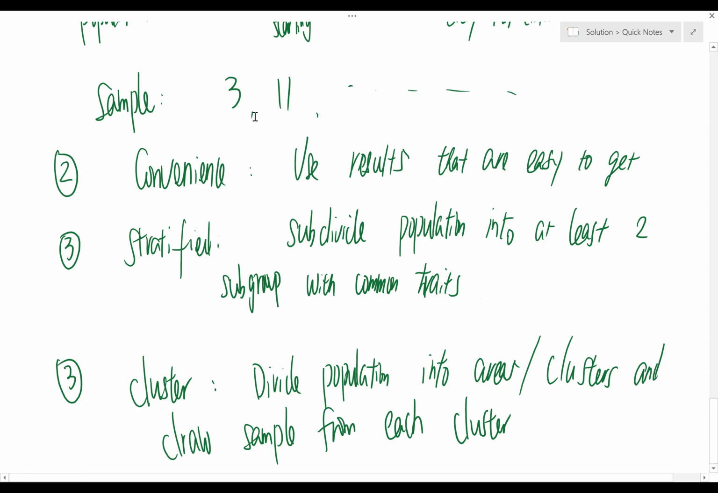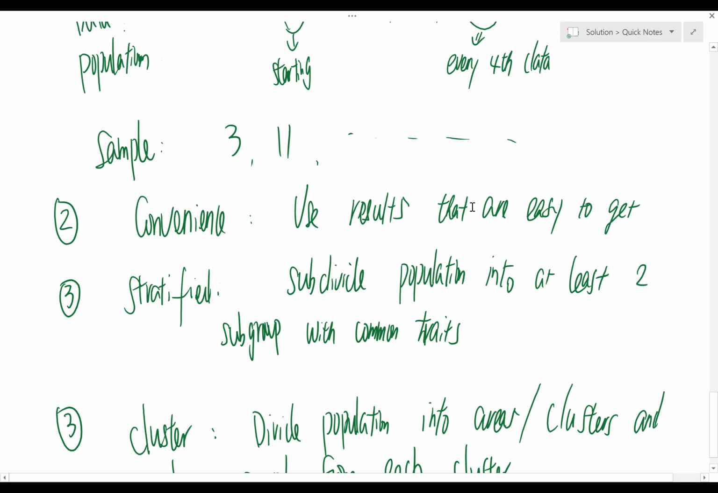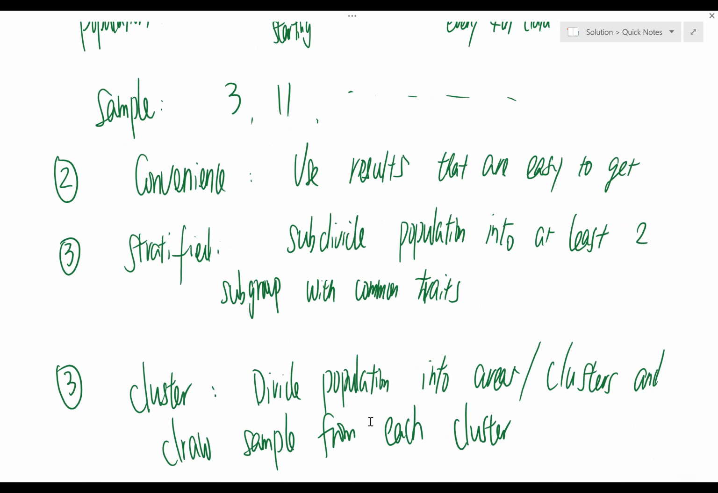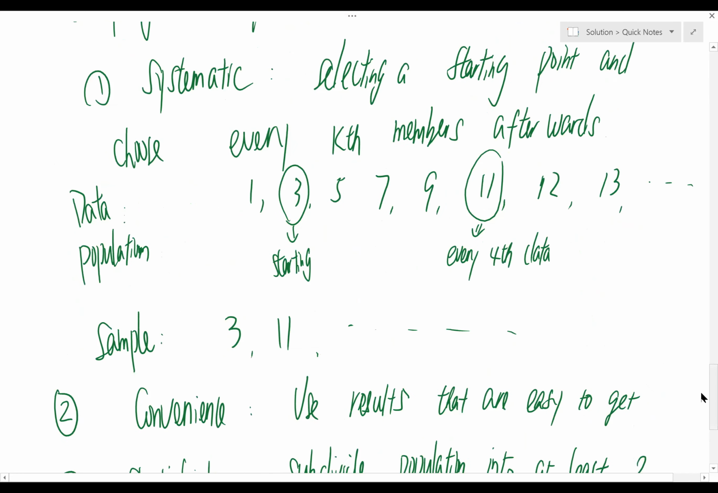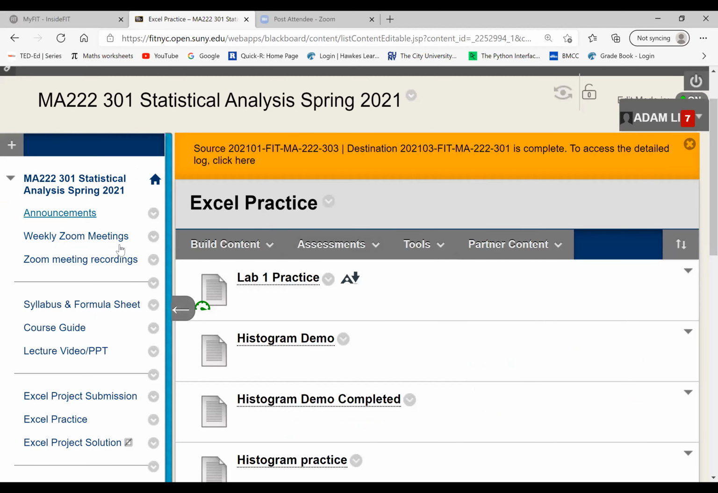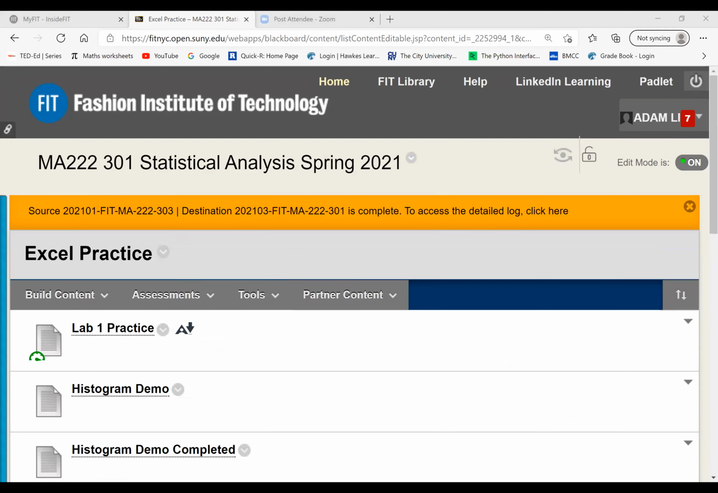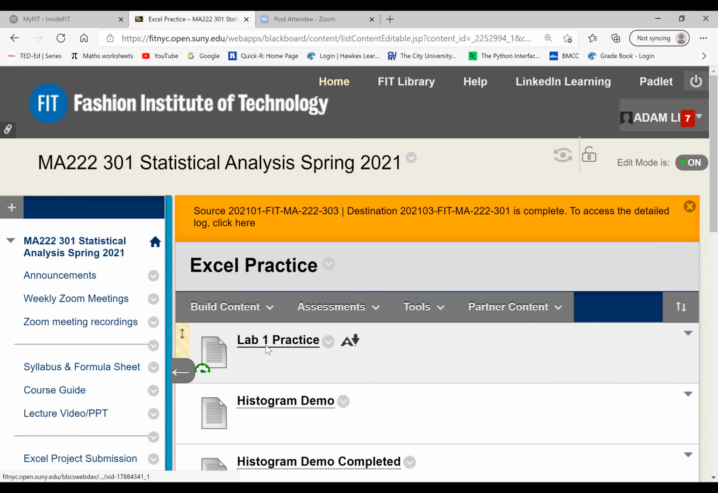So that's basically all the important terms you need to pay attention to from chapter one. Any questions about chapter one? Okay, all right, so this is a quick summary of what we need to understand in chapter one. Next, I want to move on to the Excel project. Go to our Blackboard course and open the lab one practice. Open the file and we're going to jump right to that. Let me open the file right now.